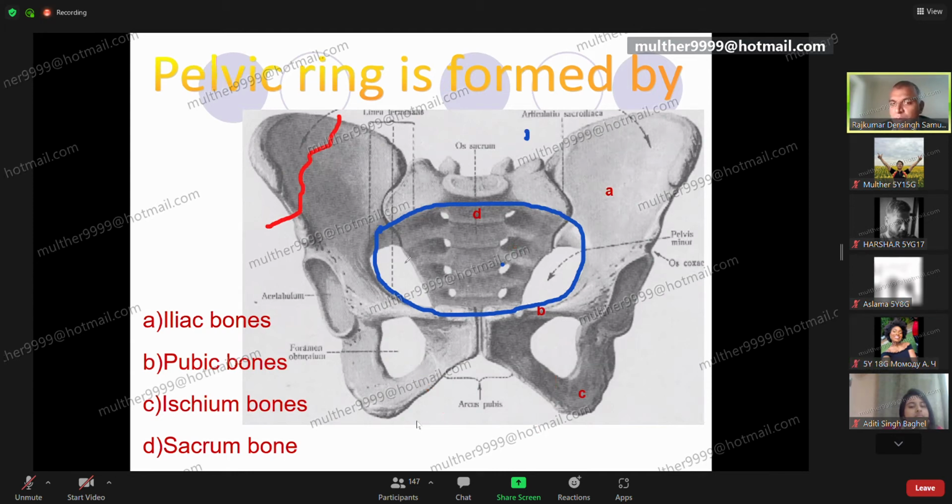Now a patient came to hospital with fracture of the superior pubic ramus. What do you think? Unstable. Very good, you thought unstable. But you see, he has fracture of the superior pubic ramus, but still, what happened?